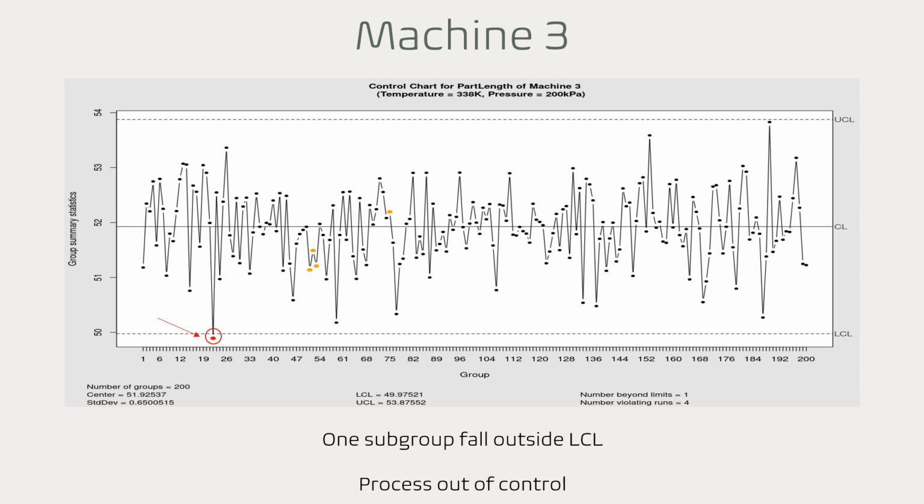The same condition is shown by the control chart for machine 3. One outlier falls outside the lower control limit, hence the process for machine 3 is also out of control.